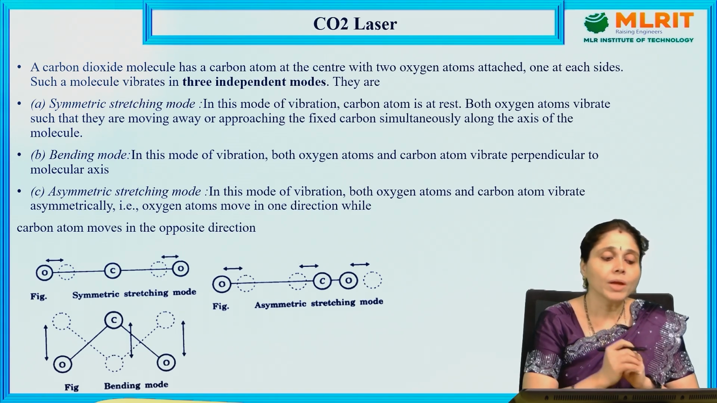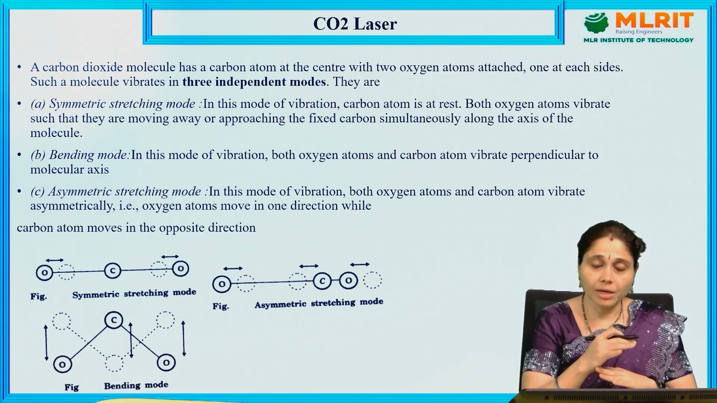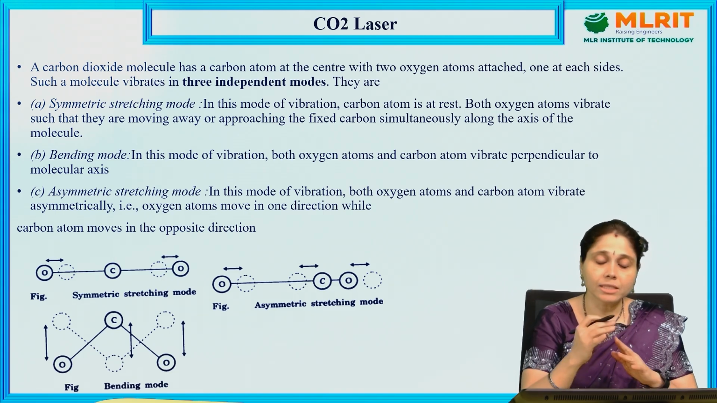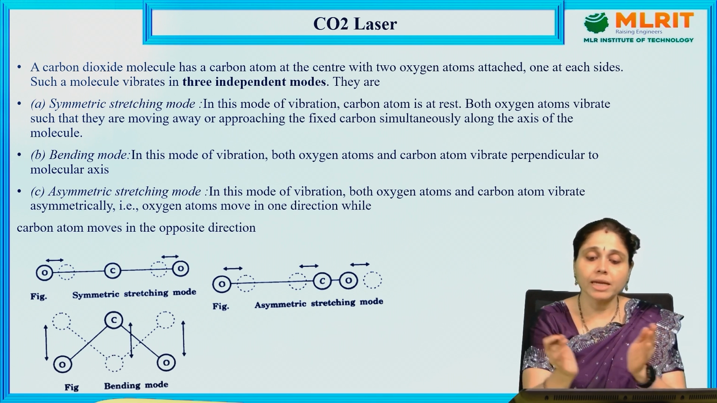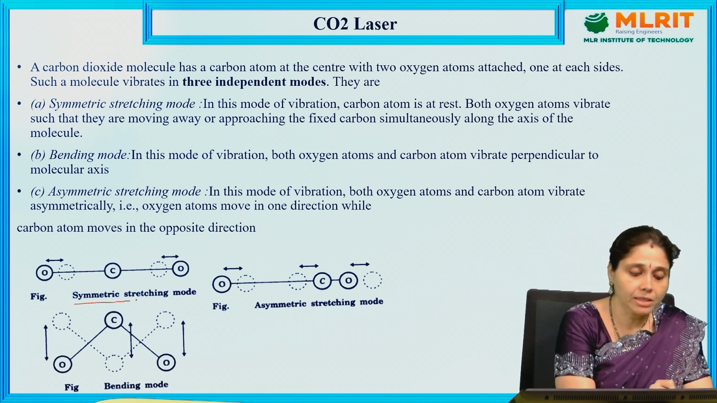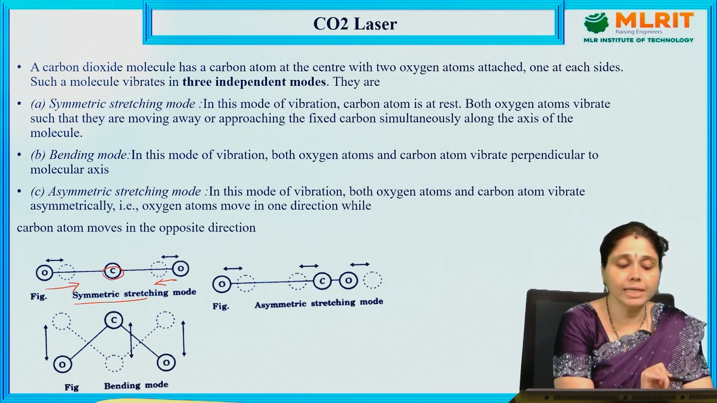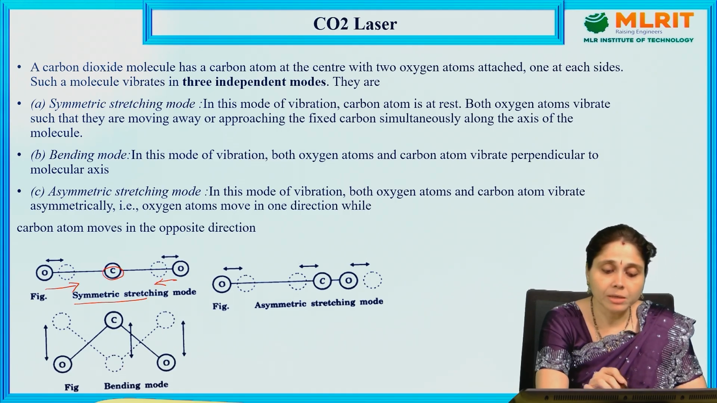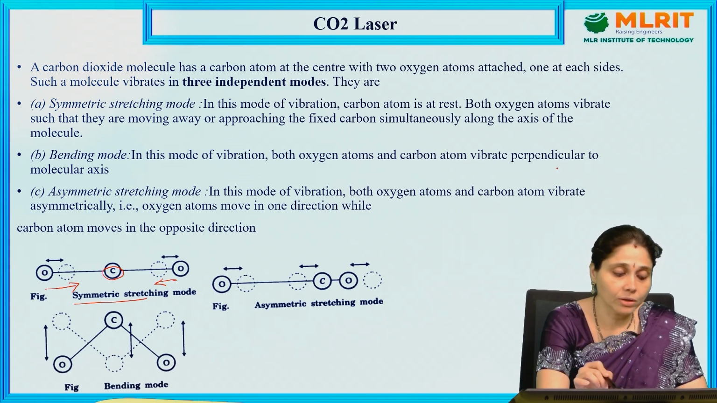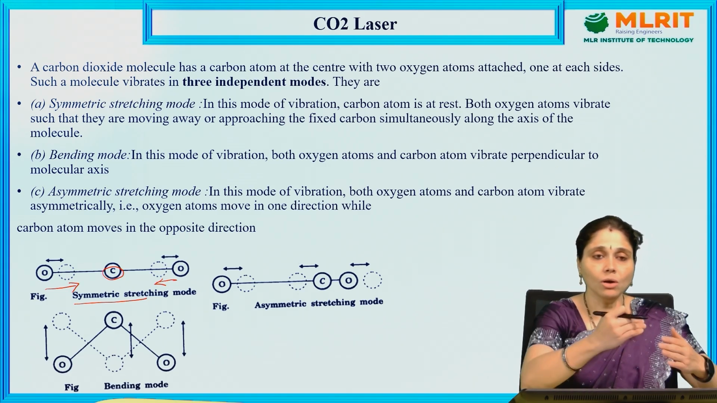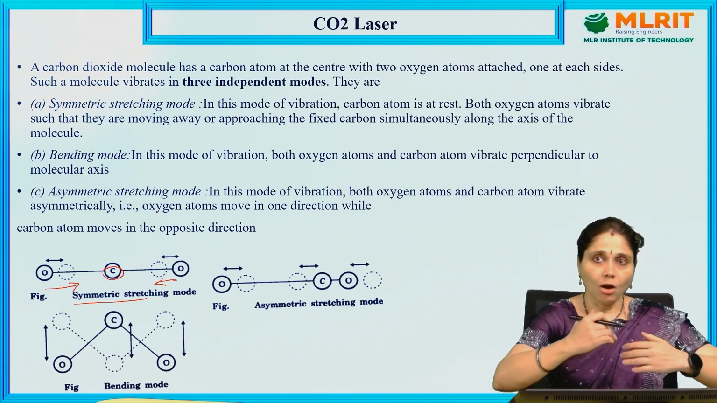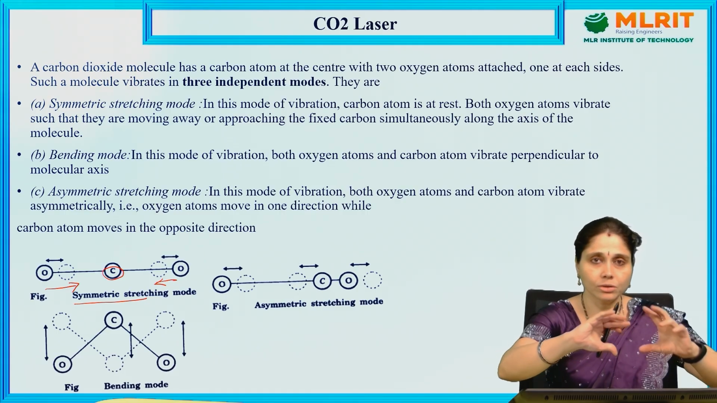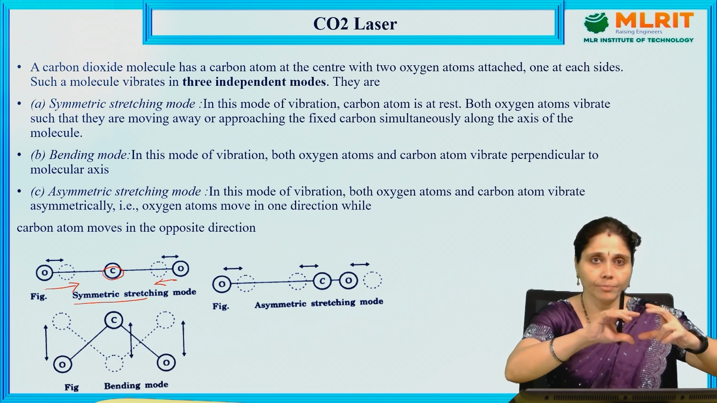Okay. So, symmetric stretching mode. In this mode of vibration, the carbon atom is at rest. Both the oxygen atoms vibrate such that they are moving away from and approaching the fixed carbon simultaneously along the axis of the molecule. This is the symmetric stretch mode. These atoms will be moving from one position to another, and the carbon atom is fixed at the center. Now, bending mode. In this mode of vibration, both oxygen atoms and the carbon atom vibrate perpendicular to the molecular axis. This is a bend. So the carbon atom will be moving downwards, the oxygen atoms moving forwards, so that the total CO2 molecule will be bent like this.